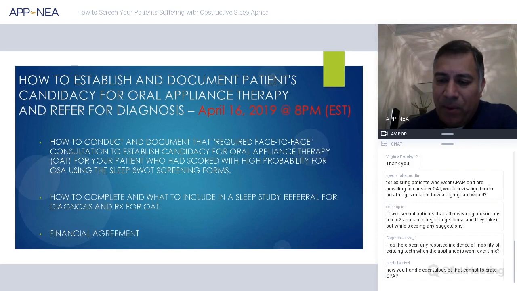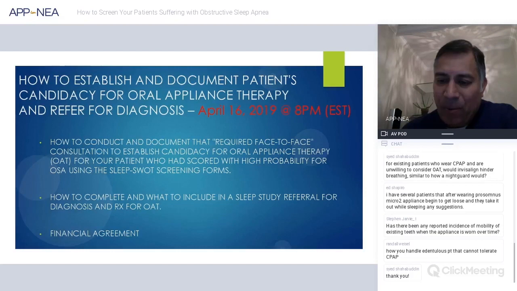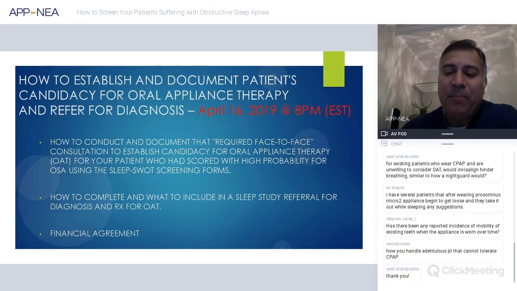So we have a question from Ed. I have several patients that after wearing the Prosomnus micro appliance begin to get loose and they take it out while sleeping. Any suggestions? Yeah, so appliances do get loose over time. They're plastic and plastics deform over time, especially if somebody's been clenching.